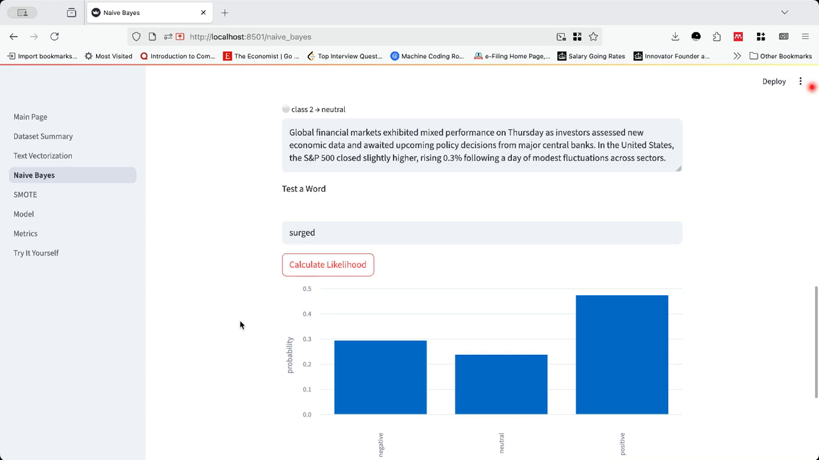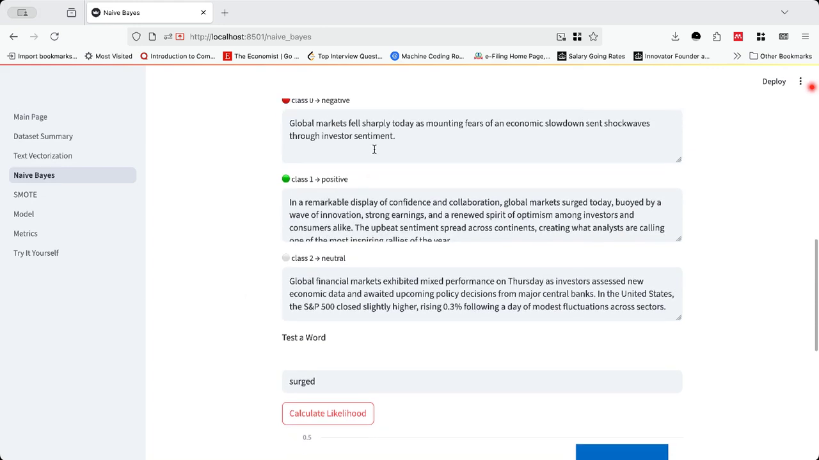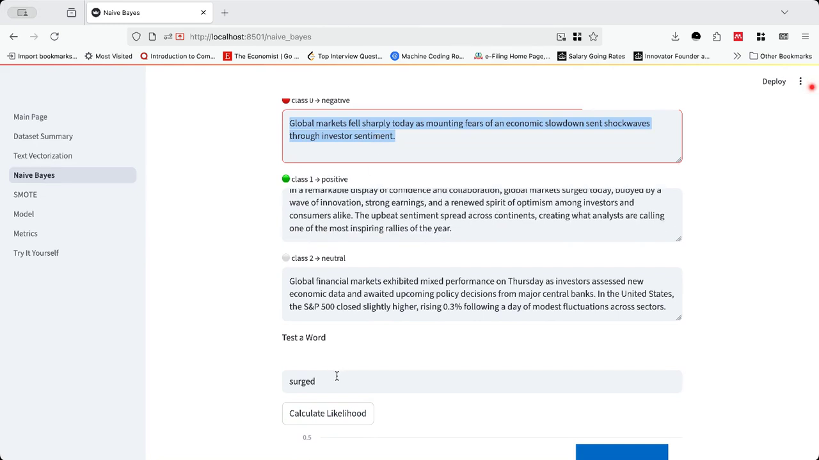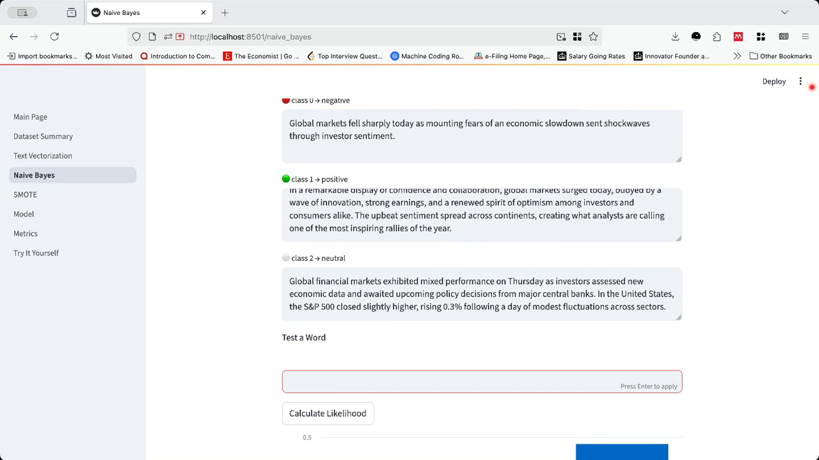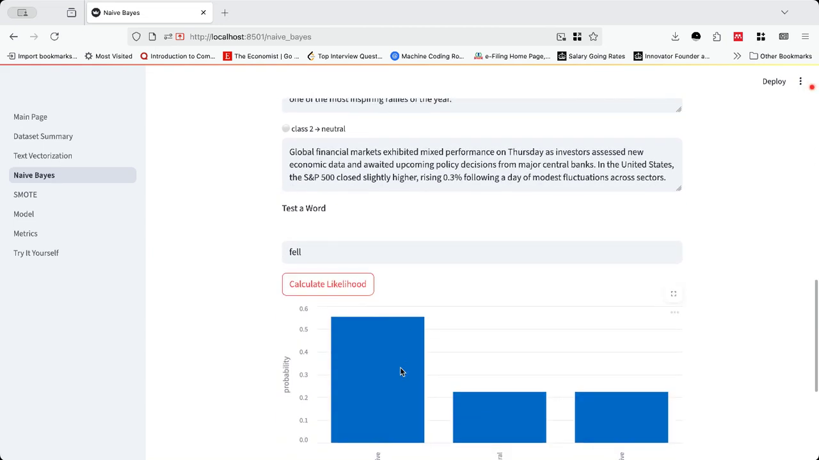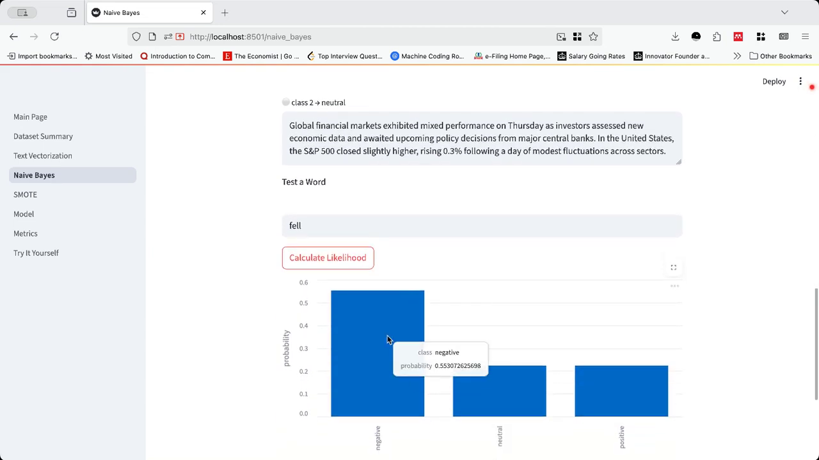Why not try this out for yourself with custom headlines? You can go to this web app and put in any headline that you want, and you can test this out on different words. For example, fell, right? It's more likely. So, given a negative class, we are more likely to encounter this word. Experiment for yourself. The best way to learn is by doing.